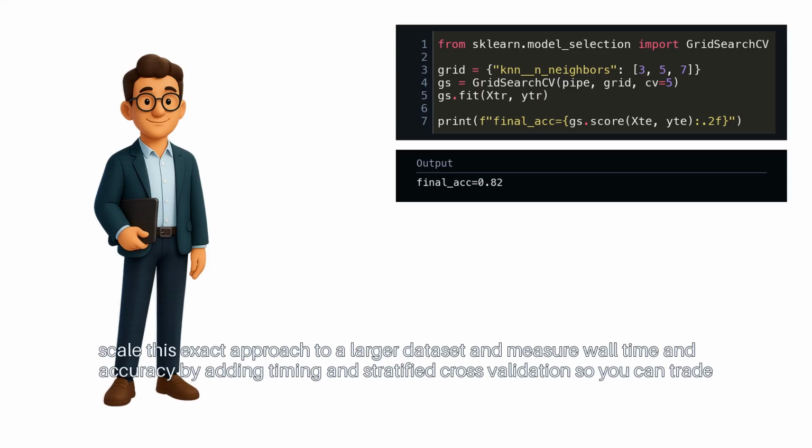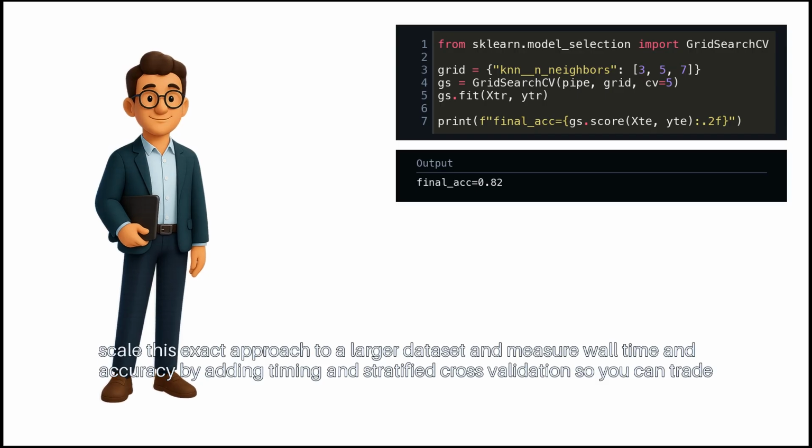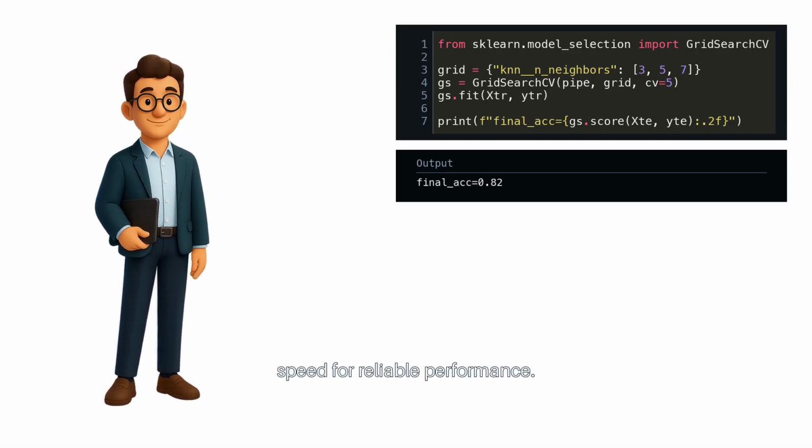Next step: scale this exact approach to a larger dataset and measure wall time and accuracy by adding timing and stratified cross-validation, so you can trade speed for reliable performance.